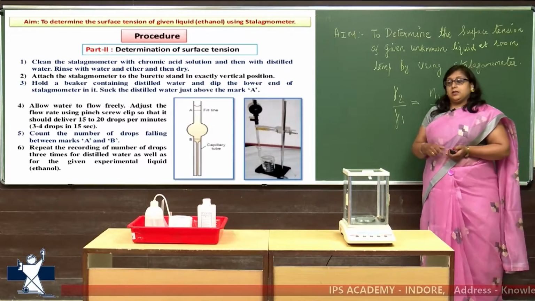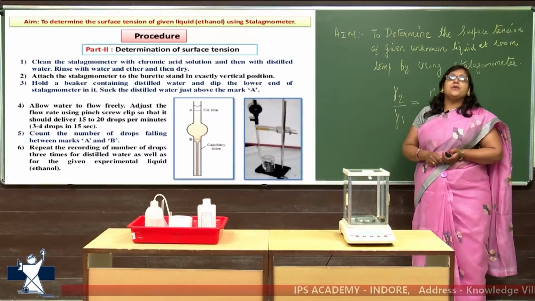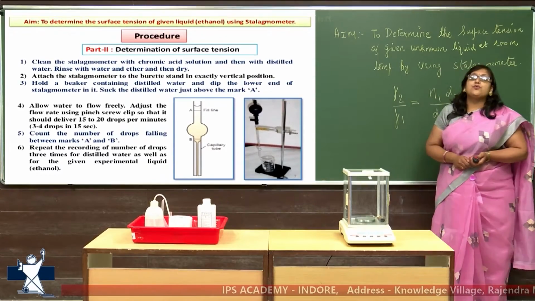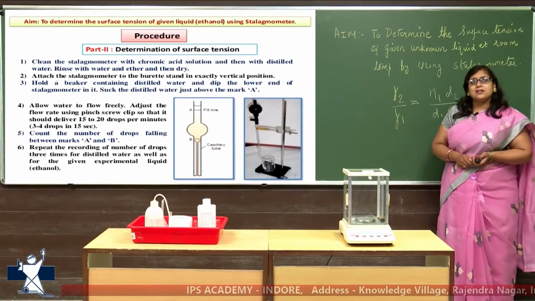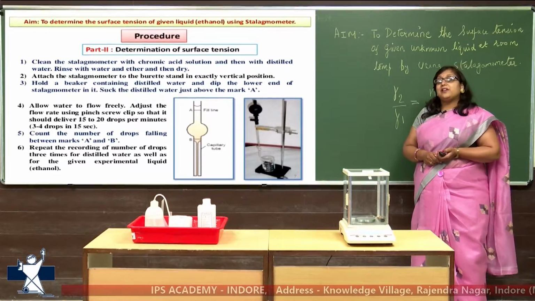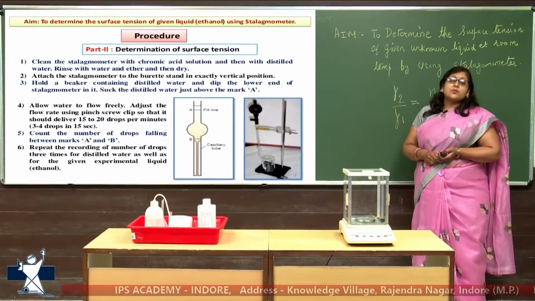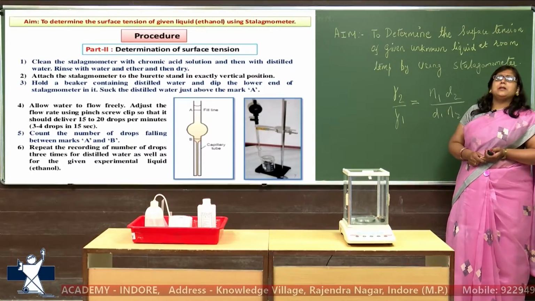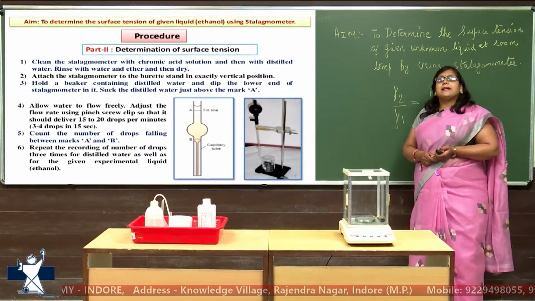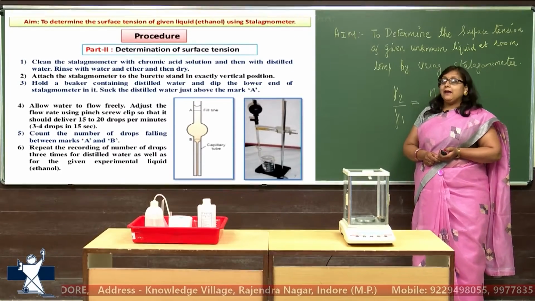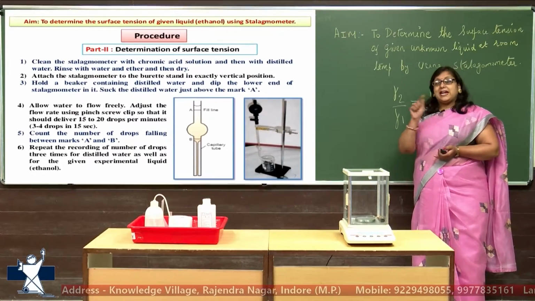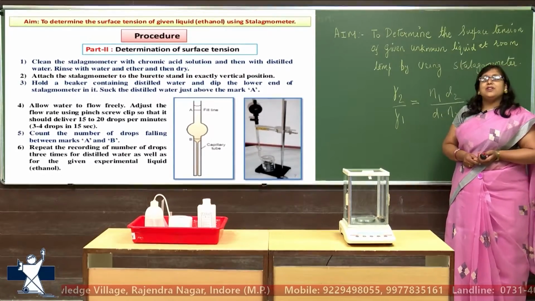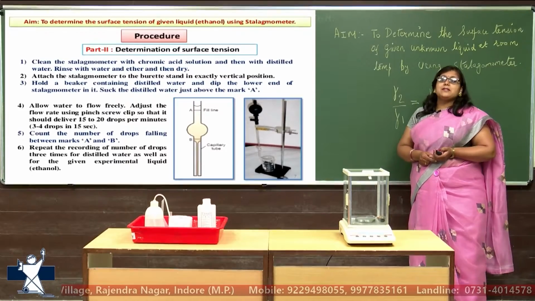Then after we have calculated the density, we are going to calculate the surface tension. To calculate the surface tension, first of all we are going to wash our stalagmometer with chromic acid solution, then distilled water, and then we will fill that stalagmometer first with the water and then with the ethanol. There is a bulb present like it is showing in the diagram, and we are going to fill the liquid till the capillary mark A, and then we will adjust the position of the stalagmometer.